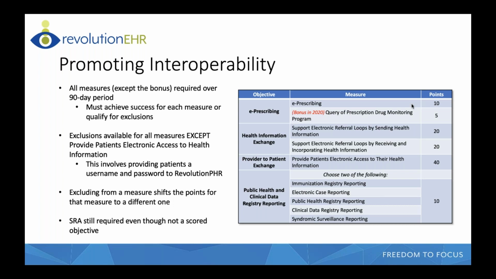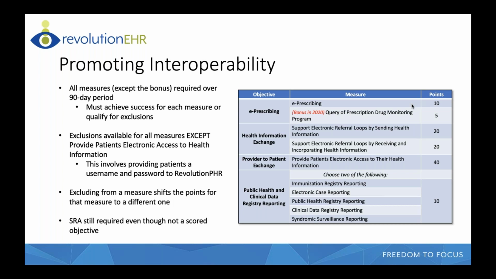So you must achieve success for each of these measures or qualify for an exclusion where possible over a 90-day period of time. What does success mean? Well, for a numerical measure, it means that you've done it at least once. So if we go back to our example with e-prescribing, if I want to get credit for e-prescribing, I need to either qualify for an exclusion or at least one prescription that I write during my 90-day period needs to be sent electronically to a pharmacy.